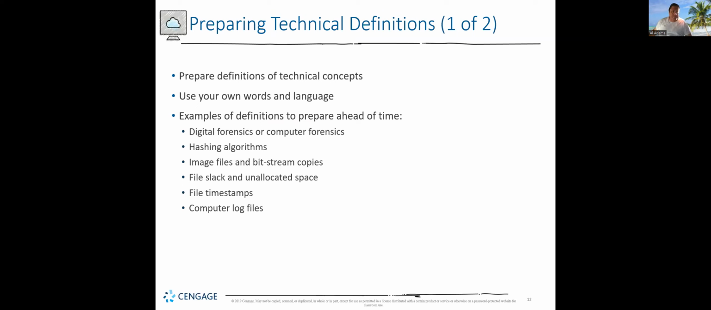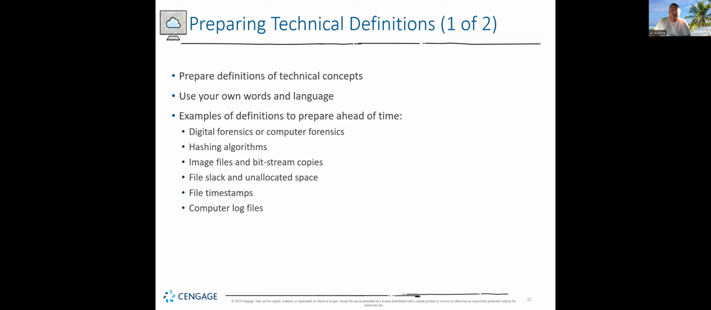I do apologize. Prepare definitions of technical concepts. Use your own words and language, so break it down so people understand. Examples of definitions to prepare ahead of time: digital forensics or computer forensics, hashing algorithms, image files and bitstream copies, file slack and unallocated space, file timestamps, computer logs.